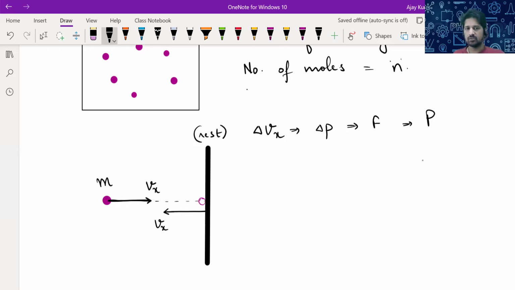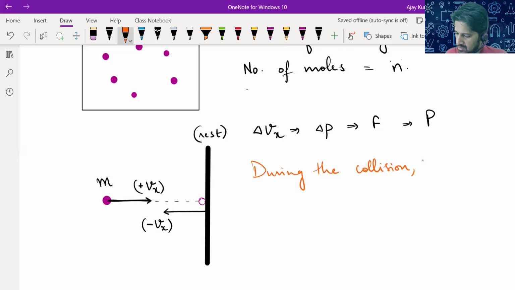Now the mass of the molecule is m. Its velocity is Vx towards the right before collision. Just after collision, it is Vx to the left. So before collision, you can say its velocity is plus Vx. And after collision, its velocity is minus Vx. Speed is the same, Vx, but direction has reversed. So if one of them is plus, the other should be minus. Then whenever a collision happens, during this collision, how much is the change in momentum of the molecule?